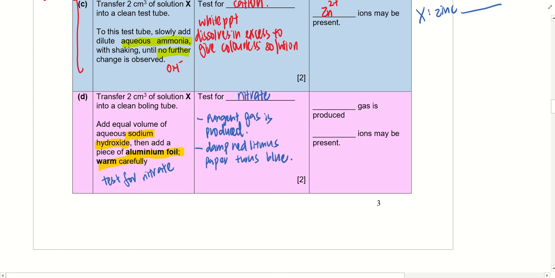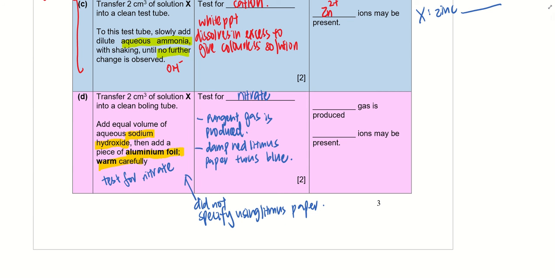Now this is very important. Even though the question did not specify using litmus paper, it is important for you to note that this is a test for nitrate, nitrate produces ammonia, and for ammonia I must use red litmus paper. They will not tell you exactly what to do when it comes to gases. So if you suspect a gas is produced, you must test for it yourself.